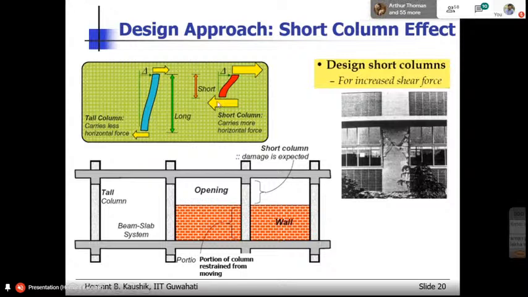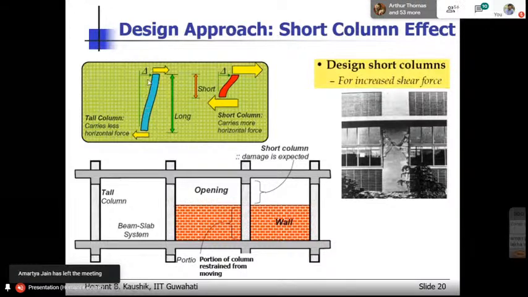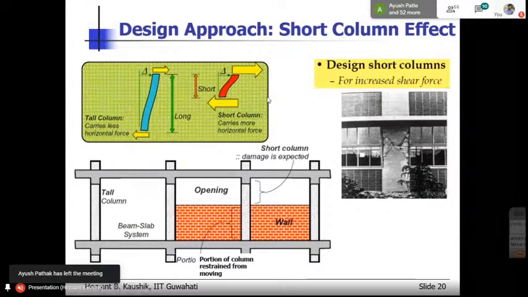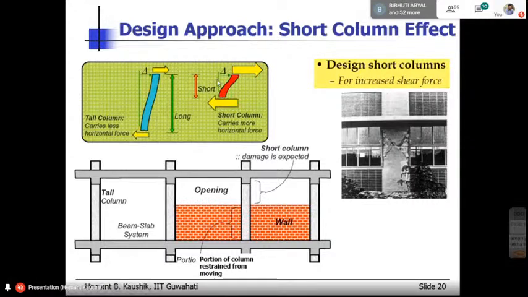So if you look at this figure here, this is a long column, right? But let us say we have a wall up to this height of the column. Then the free length of the column becomes very less. For example, this column here, right? So it becomes a short column.